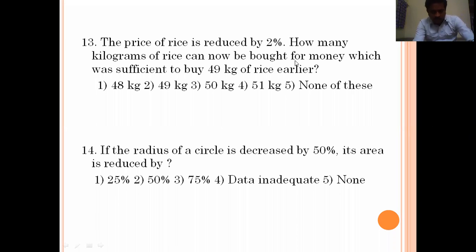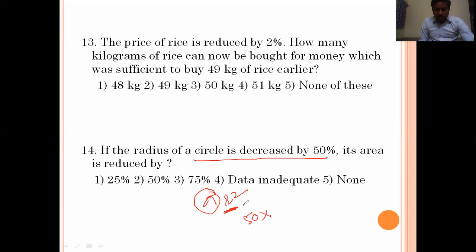Next problem. If the radius of a circle is decreased by 50%, its area is reduced by? The area of a circle formula is pi r square. Here the radius is reduced by 50%. In this pi r square, pi is the constant value. Only the r value will change. So the radius decreased by 50% means how much percentage remains? 50%. 50 r square means 50 into 50. That equals 5 5s are 25, 0 0. Before 2 digits we place the decimal. 25% is there now.